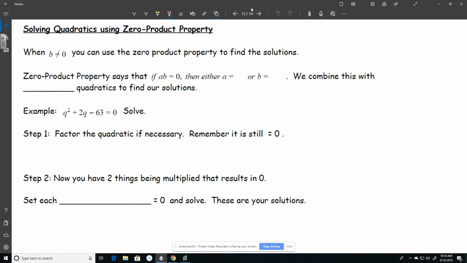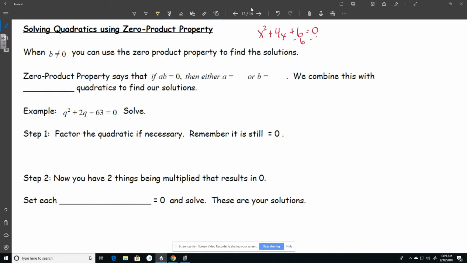Okay, third way of solving these equations. What do we do if b does not equal 0? Or in other words, what do I do if I have x squared plus 4x plus 6? What do I do if there's this x in the middle? Because I can't get x alone.